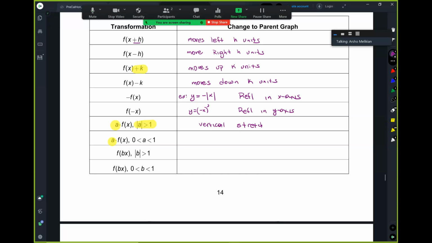Okay, so vertical stretch. It stretches upwards like this. When a is between 0 and 1, so for example, if you have y equals 1/2 absolute value of x, this is a vertical compression.